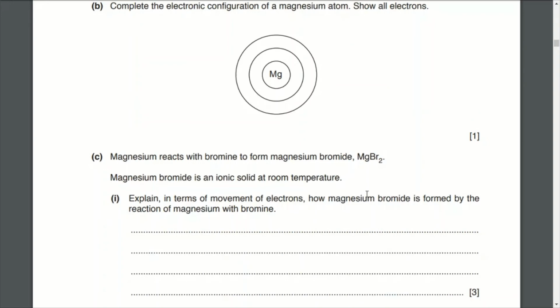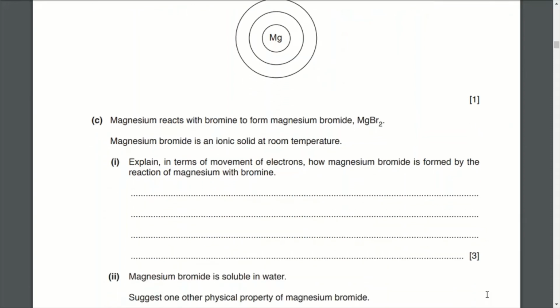Stable form. Alright, so this is 3 marks, so you are probably going to write... I'm now going to tell you the proper answer for it. Magnesium will lose 2 of its electrons and give them, one each, to bromine. We require 2 bromines so that magnesium can get its octet fulfilled, and in this way ionic bonding takes place.